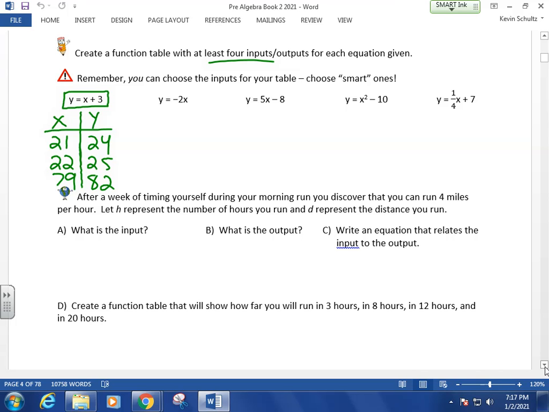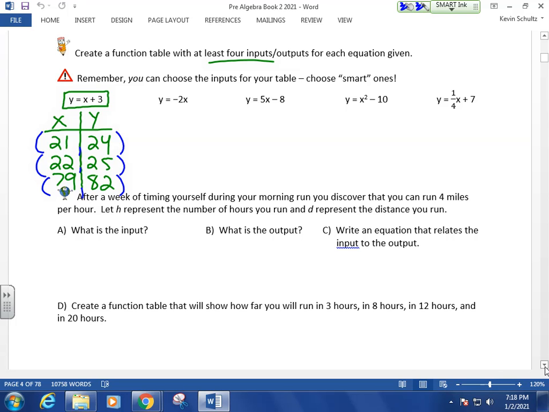And just as a sidebar, because this will come back later on, I mentioned before about ordered pairs and coordinate plane and things like that. What a function table does is it gives you ordered pairs, right? We can plot these points on the coordinate plane. Those blue marks in the middle are supposed to be commas there, but 21, 24 is one point. 22, 25 is a second point. 79, 82 is a third point. These are all ordered pairs that relate this function and then can be graphed on the coordinate plane.